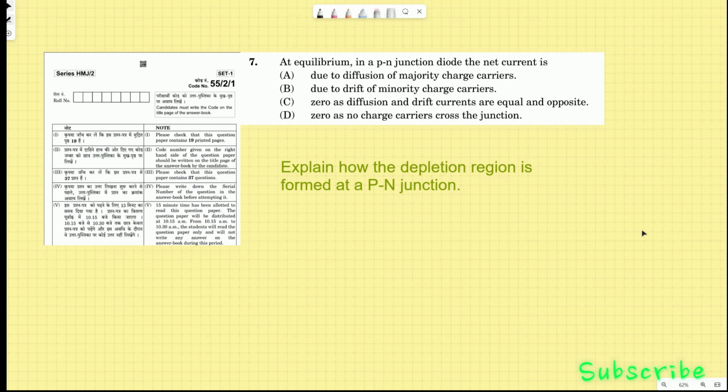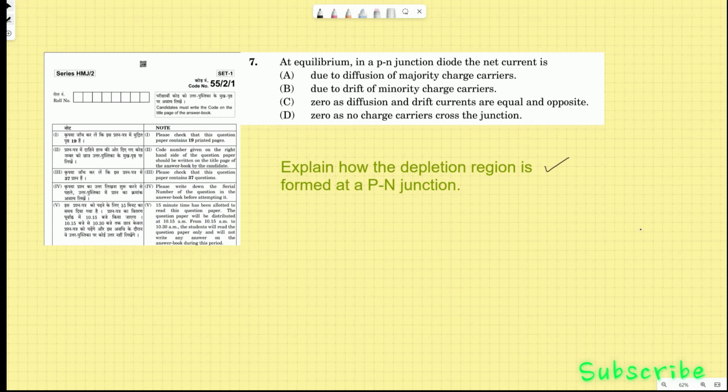If you read this question, it is about equilibrium in the p-n junction diode. There are four choices given, and if you read carefully, the emphasis of the answers is on diffusion and drift currents. If you have done the depletion region in detail, that means you really understand its formation, you can answer this question. Otherwise, it's a very tricky type of question.